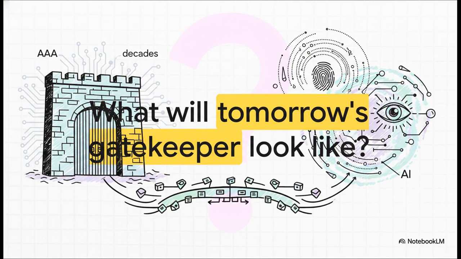For decades now, AAA has been the silent but absolutely essential gatekeeper for our digital world. It's robust, it's proven. But, as technology evolves with biometrics and AI, it really makes you wonder, right? What will the gatekeeper of tomorrow's internet even look like? Well, that's a thought to leave you with. Thanks so much for joining me on this explainer.